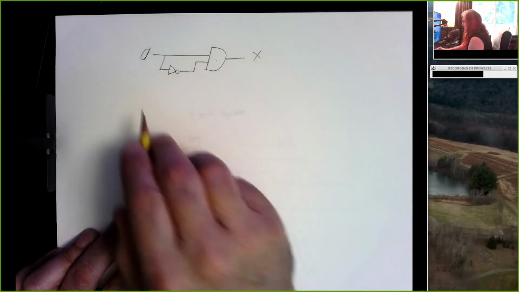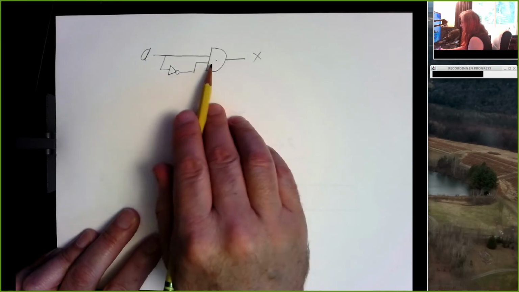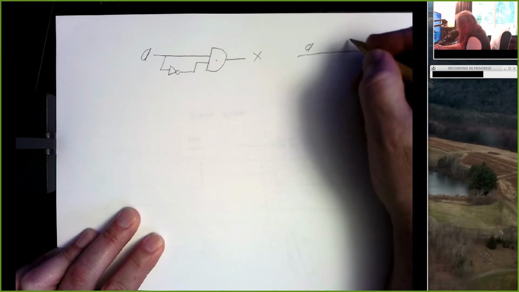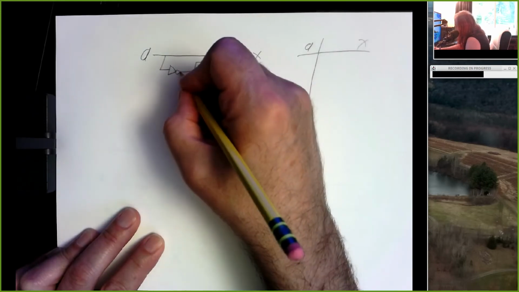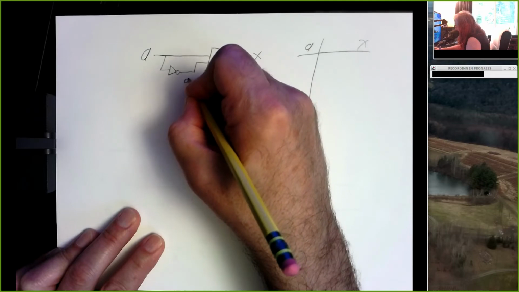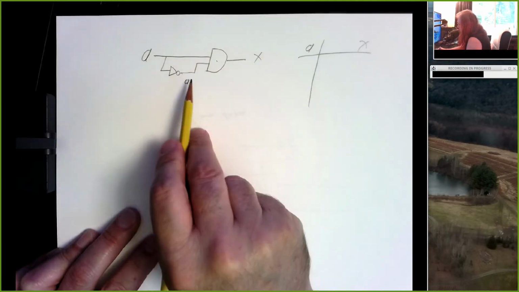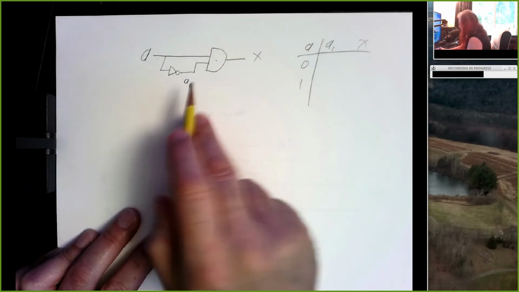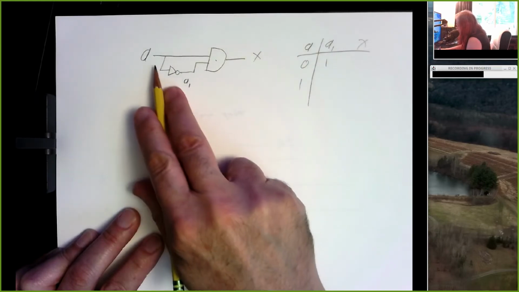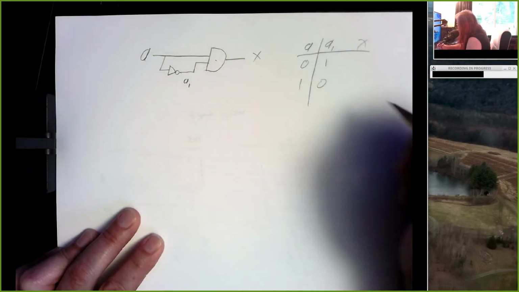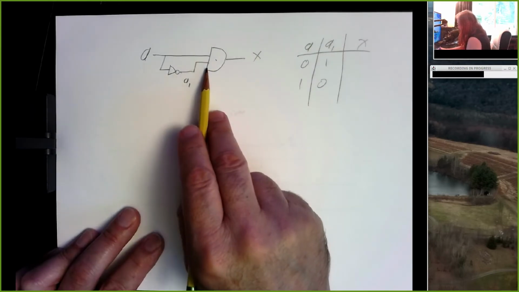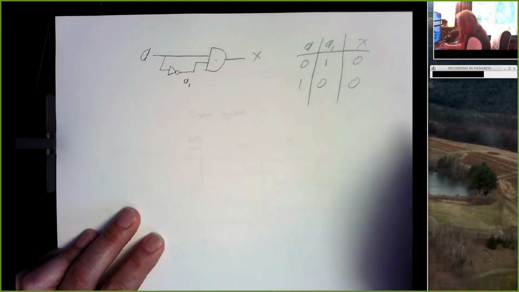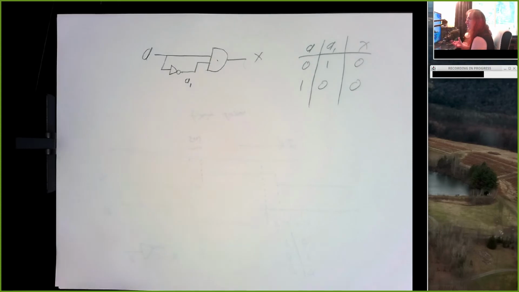So here's a funny circuit. A is feeding into an AND gate, and it's also being inverted and feeding into an AND gate. And we can find a truth table for this. Well, I'm going to put a little label on this part of my circuit. I'm going to call this A1. And if A is a 0, A1 is a 1. And if A is a 1, A1 is a 0. And X is the AND of A and A1. Well, 0 ANDed with 1 is 0, 1 ANDed with 0 is 0. We would expect this circuit, the output is always low.